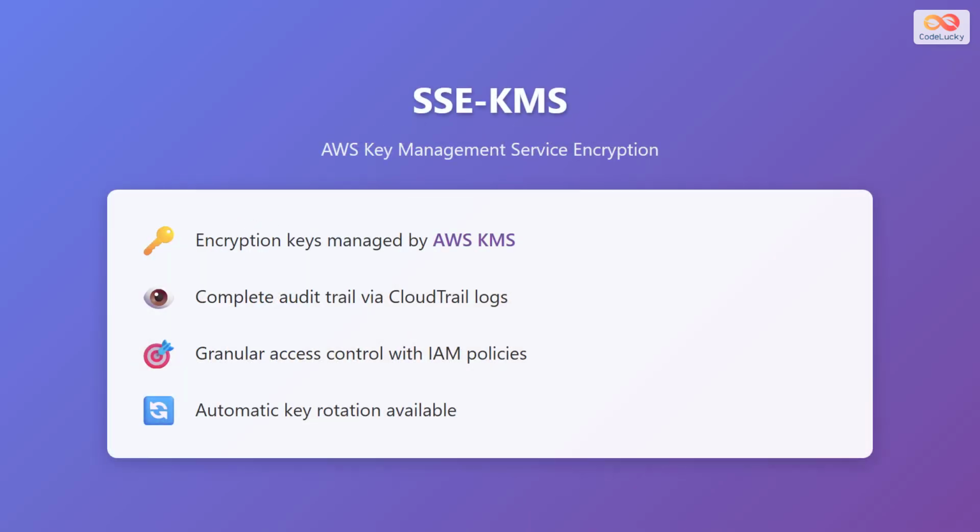SSE-KMS provides more advanced features through AWS Key Management Service. With SSE-KMS, encryption keys are managed by AWS KMS, giving you more control. You get a complete audit trail through CloudTrail logs, showing who accessed which keys and when. It offers granular access control using IAM policies, allowing you to define exactly who can encrypt or decrypt data. Additionally, automatic key rotation is available, enhancing security by regularly changing encryption keys.